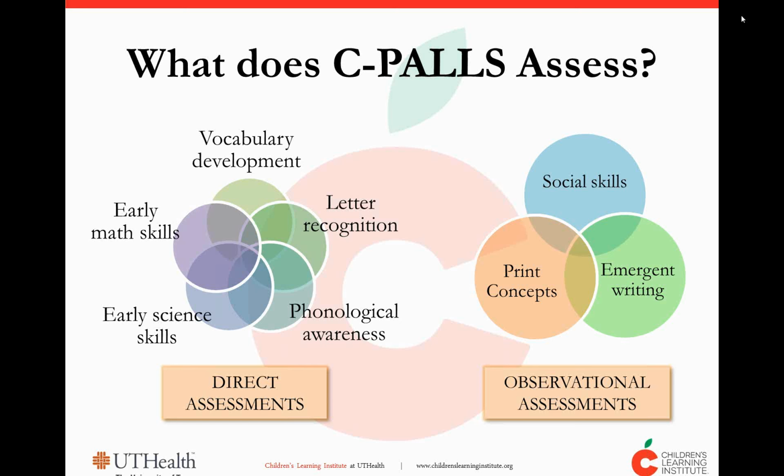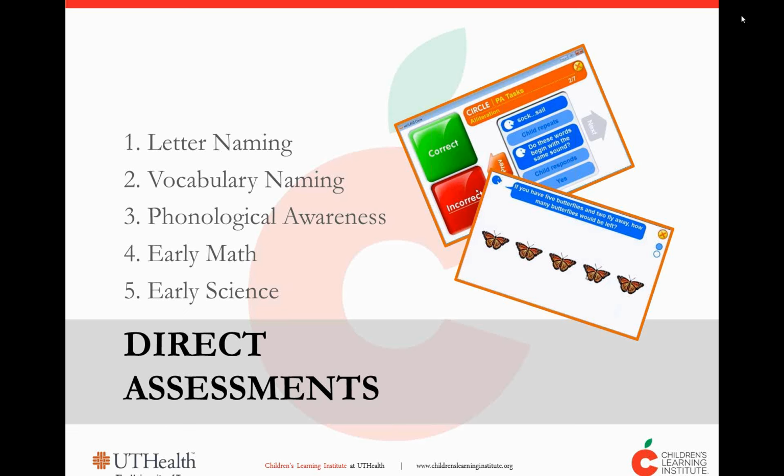There's also observational assessments that currently include social, emotional skills, emergent writing, and print concepts. And I'll talk in a minute about some additional observation and direct assessments that will be added this summer. Again, as you can see, we have 5 areas of direct assessments, and there's a couple screenshots here.